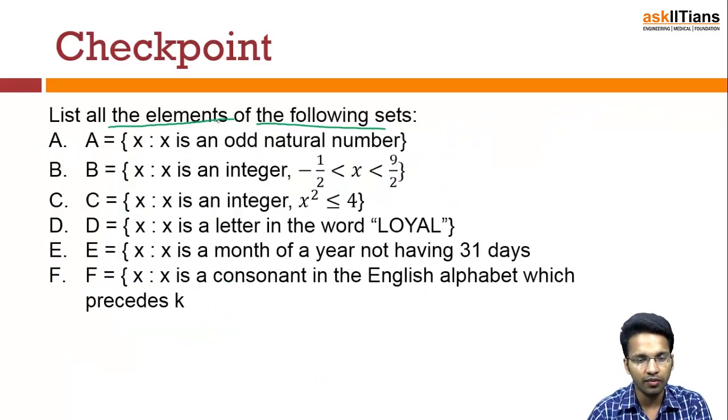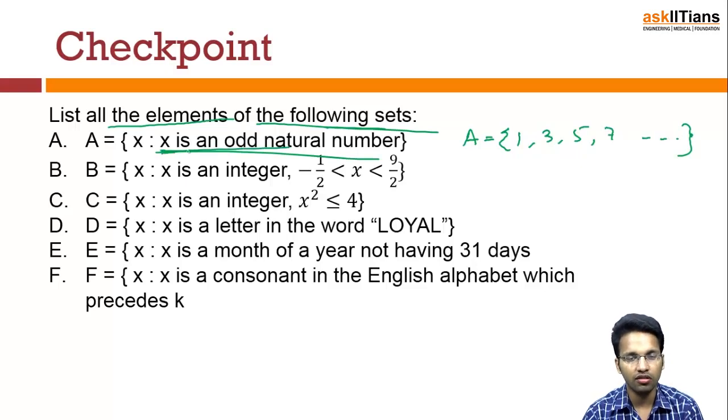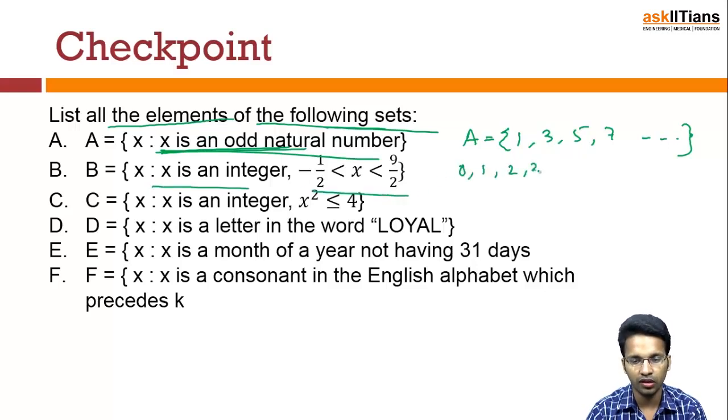Now list all the elements of this. Now this is again simply set builder to roster form. x is an odd number. So how you're going to write that? 1, 3, 5, 7 and dot dot dot. This is how you're going to represent the elements. Now obviously you cannot list elements where the number is huge. x is an integer between -half to, so 0, 1, 2, 3, 4. Now these are a bit easier. As you can see, these are easier to write and list.